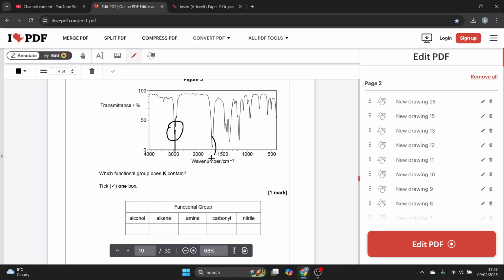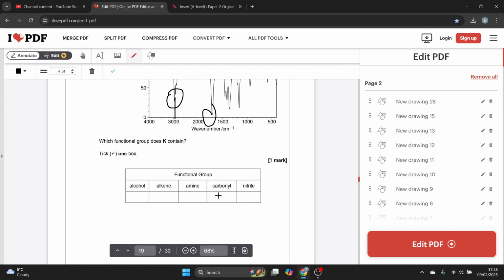I don't care about that. Now look at this peak. That's around about 1700, and therefore it's going to have a carbonyl functional group, because it's got the C double bond O.